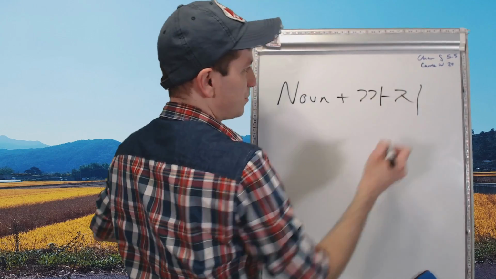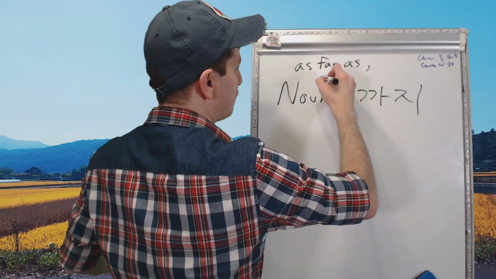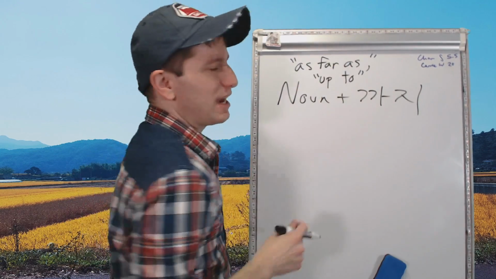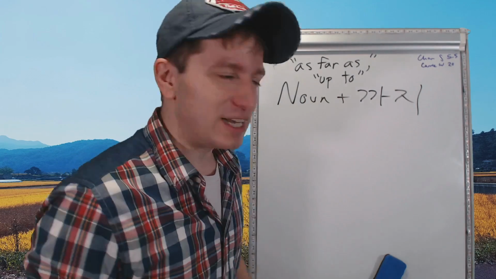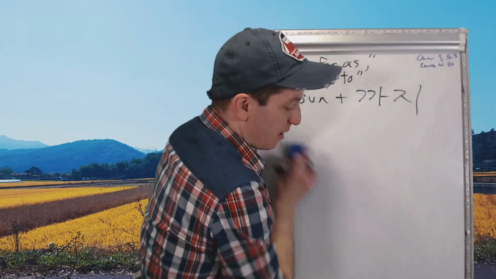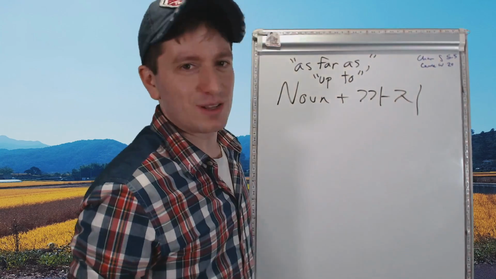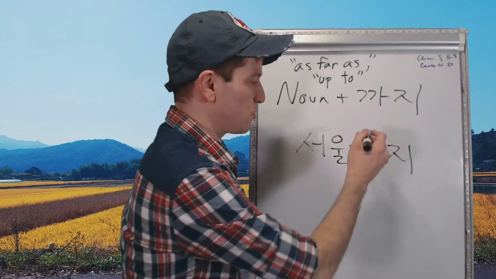The next form we're going to be doing is 까지. Now, you might be familiar with 까지. It means as far as or up to. You might hear like from a time, like from 2 o'clock, 3시까지, until 3 o'clock, or by 3 o'clock. Or I walked from Busan to Seoul. It's really far. You could say 서울까지, as far as or up to.